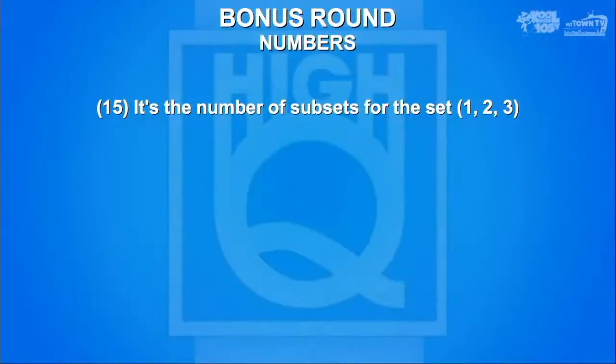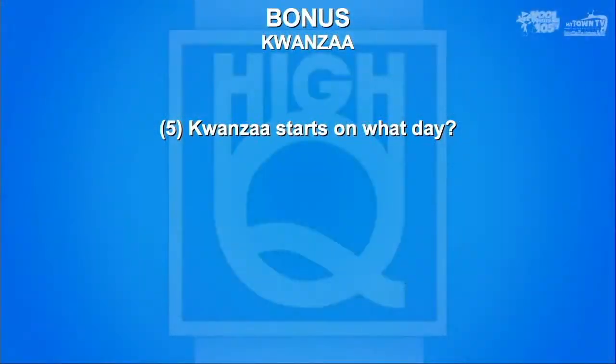And let's see. I have a numbers question for you, Russell. It's for 15 points. It's the number of subsets for the set 1, 2, 3. Eight is right. So you got that on the 15-point clue. The other clues would have been it's also the number of positive factors for the number 24 and name this atomic number of oxygen. But you didn't need those. We're going to a Kwanzaa bonus for you. 5 points. Kwanzaa starts on what day? December 26th. Is right for 5.